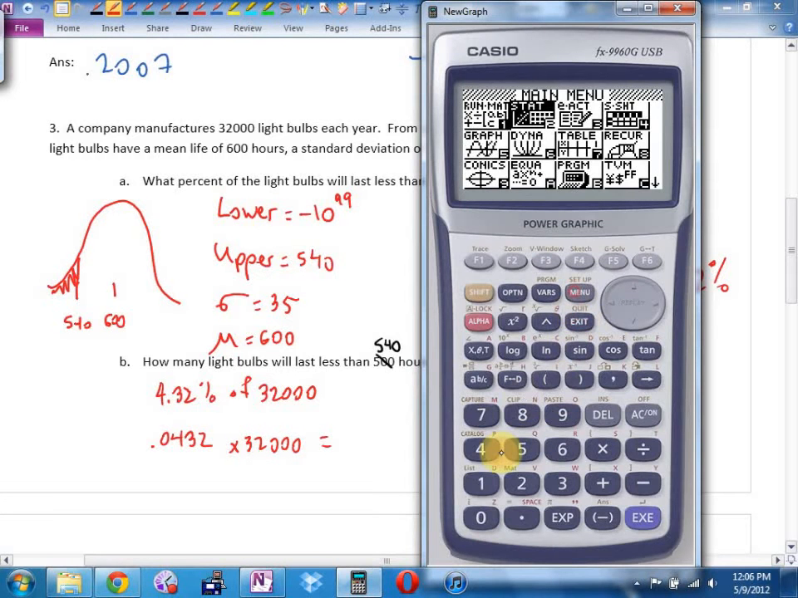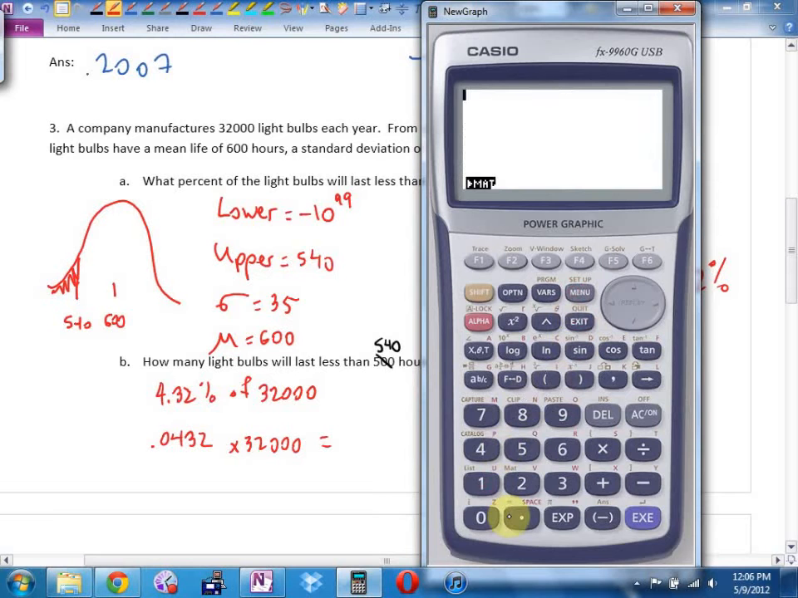Exit menu, go to the run menu. 0.0432 times 32,000. 1,382.